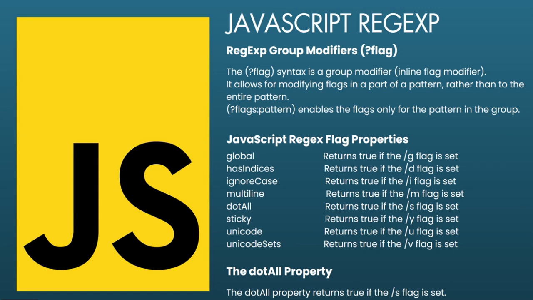Group modifiers. Now, the question mark and flag syntax is a group modifier, an inline flag modifier. It allows for modifying flags in a part of a pattern rather than the entire pattern. So when you precede your flag with a question mark, it allows you to modify part of a pattern rather than the entire pattern. Now, the group modifier pattern enables the flags only for the pattern in the group. Now, let's take a look at an example of how you can use the group modifier.